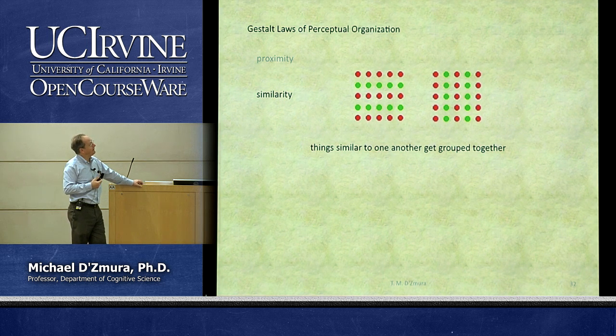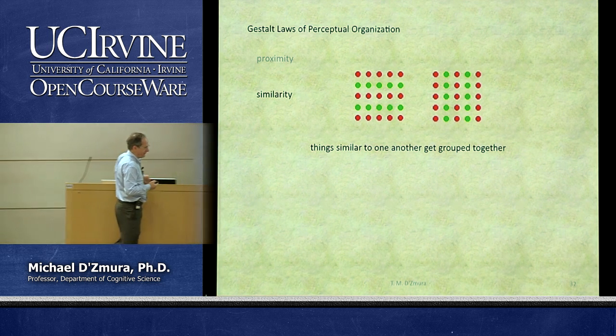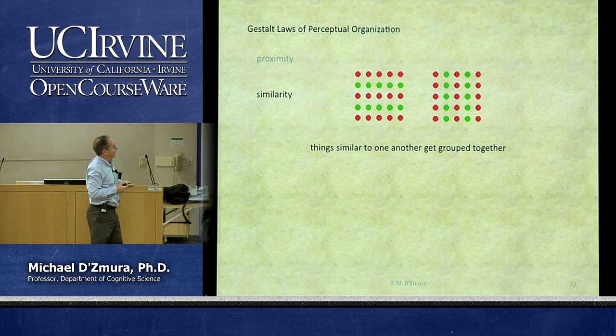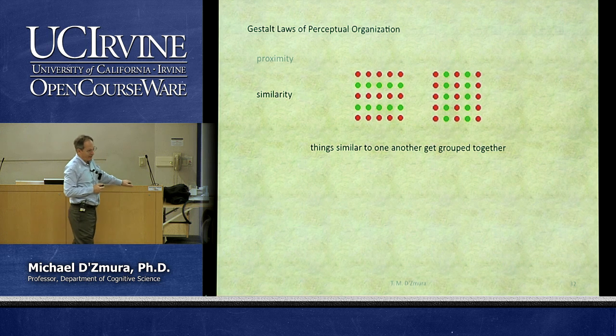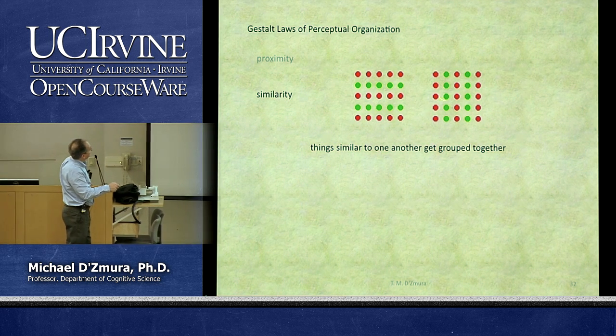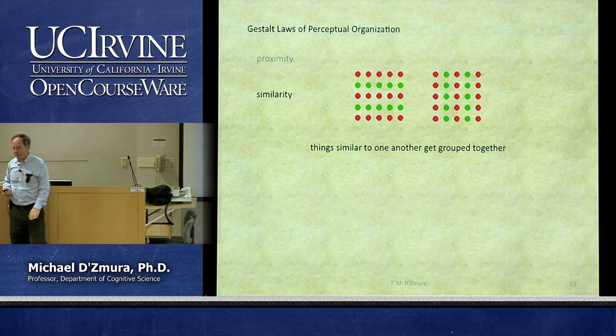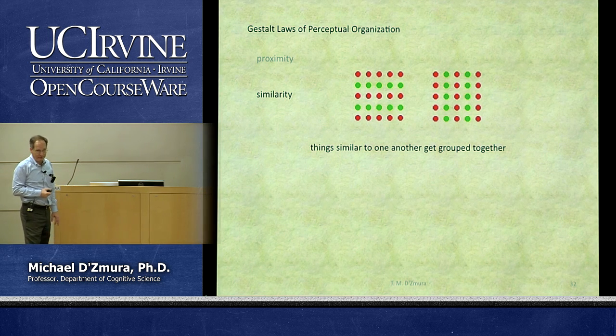Similarity: things that are similar to one another get grouped together. And here we have an example where similar color determines grouping. So on the left and on the right, we have 25 dots. The dots are all of the same shape. The only thing that differs is the color. And on the left, we've got a row of red, a row of green, red, green, red. And when we look at the thing on the left, well, we say we have 5 rows of dots. When we look at the right, we have a column of red, a column of green, red, green, red. And when we look at this stimulus, we say we have 5 columns of dots.